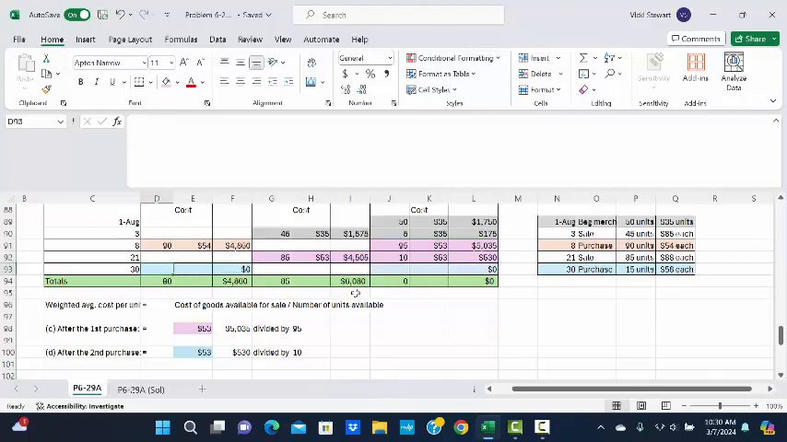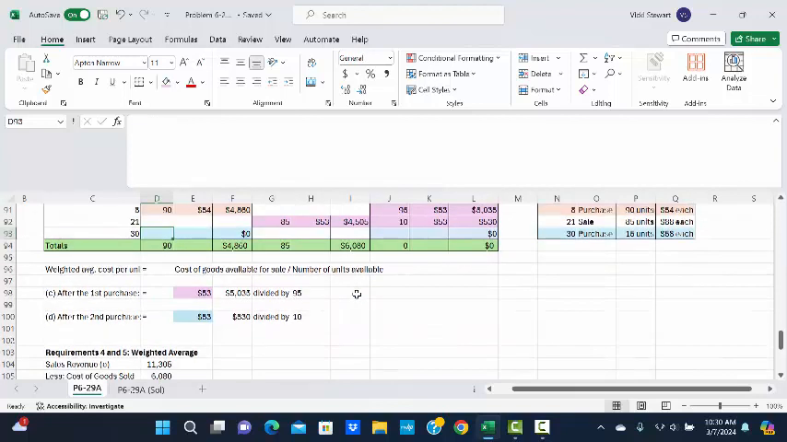Now on the 30th, we make another purchase. So again, when you use weighted average, every time you make a purchase, you have to compute a new weighted average. We bought 15 units at $58 each, so we compute a new weighted average. So how did we compute the weighted average now? We take the cost of the inventory on hand, $530, plus the total cost of the inventory we bought, which is $870, and that gives us a total cost of goods available for sale of $1,400.